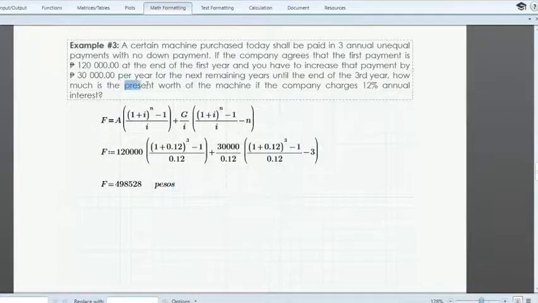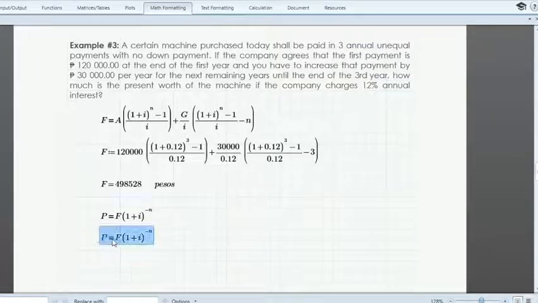We are going to look for the present worth of the machine. Paano nga solving yung present worth? We have P is equal to F times 1 plus I raised to negative N. So, negative kasi present yung hahanapin natin. So, palitan natin yung mga value. Again, the future worth is 498,528. So, yung na-solve natin kanina.